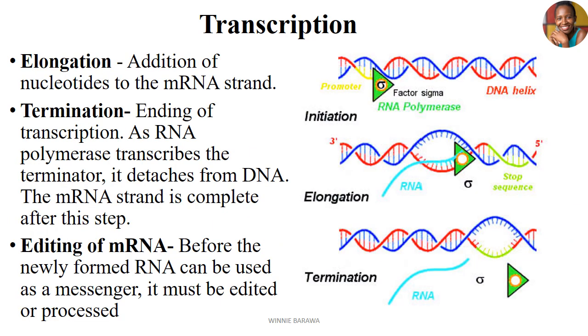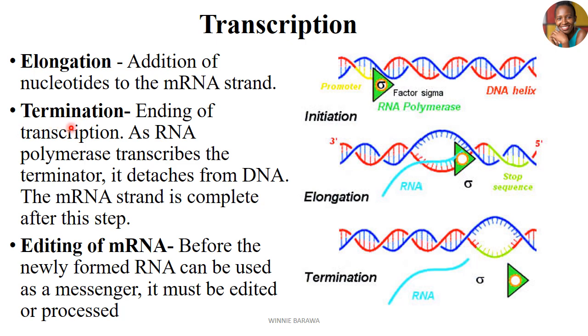Keeping on with the transcription, the next that follows is the elongation step. In the elongation step, we are basically progressing with the messenger RNA strand by adding more nucleotides in the required base pairing, such that where we have a cytosine, we will pair it with guanine. Where we have an adenine, we shall pair it with uracil instead of thymine, because in the formation of RNA, we shall replace thymine with uracil.